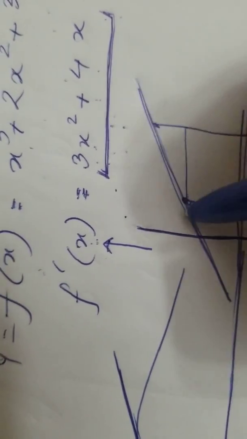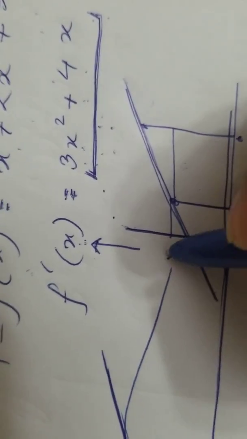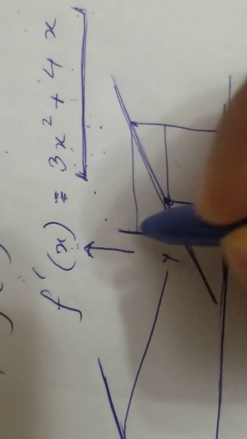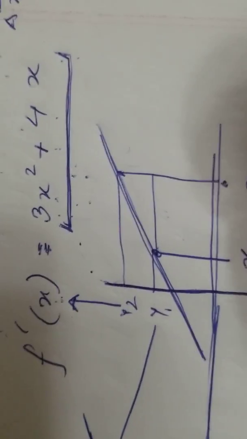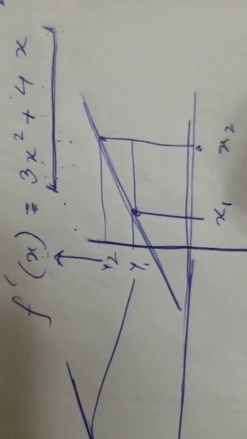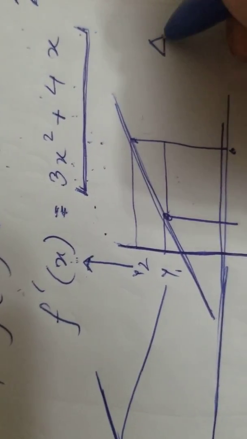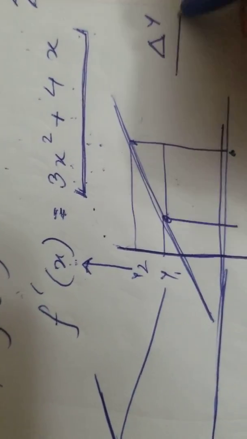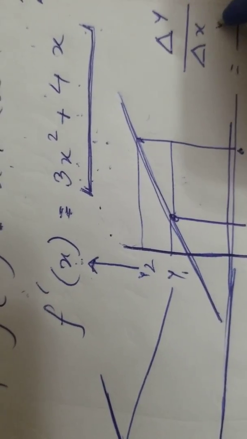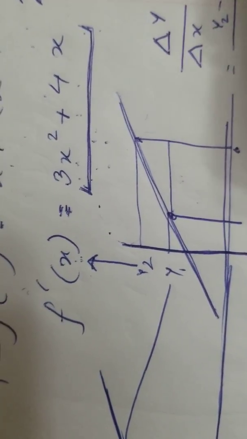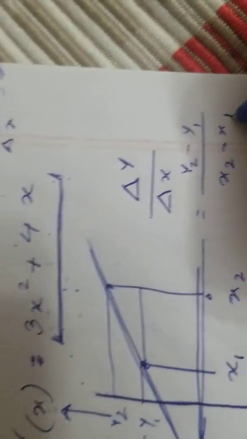And each of these x1 and x2 is going to have a corresponding y1 and a corresponding y2, right? Yes. And the way we figure out the slope is the difference of these two y over the difference of these two x, which in this case is y2 minus y1 over x2 minus x1.